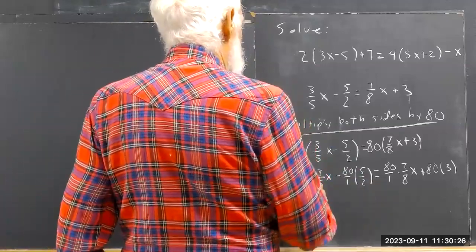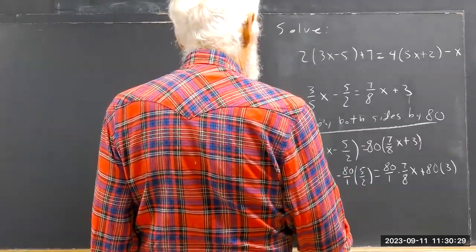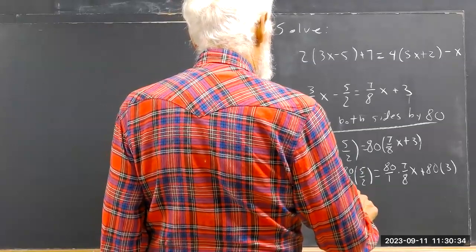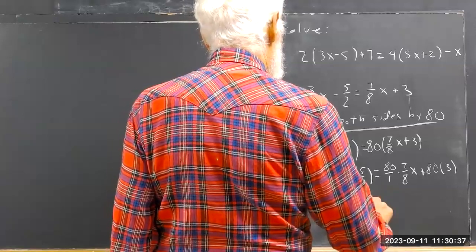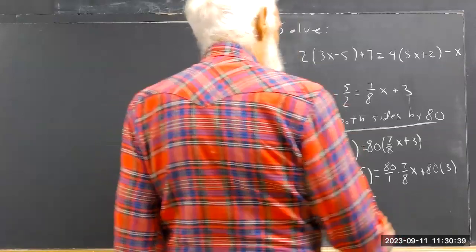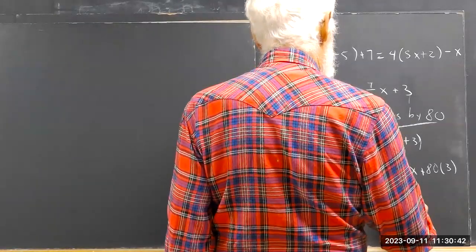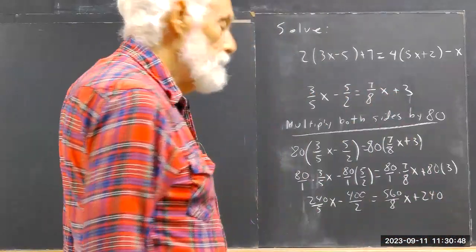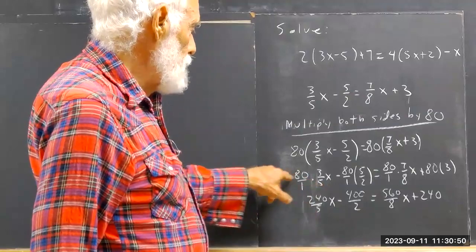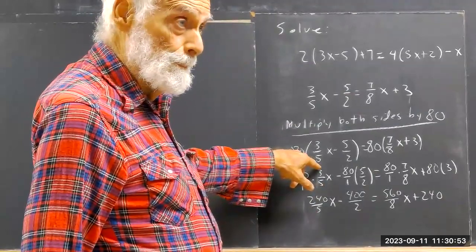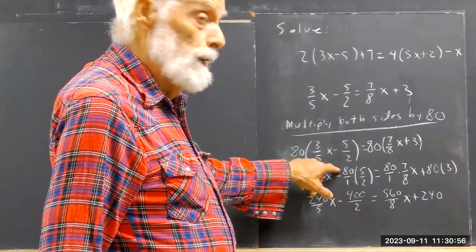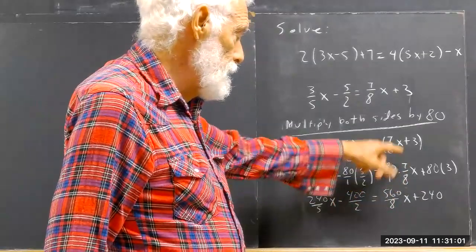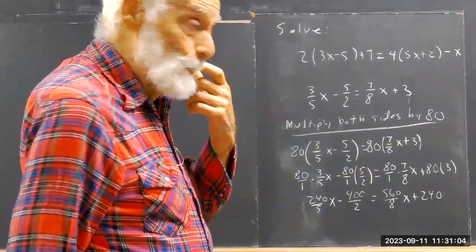Well, we could write this as 240 over 5x minus 400 over 2 equals 560 over 8x plus 240. There are other ways to do it. You could just divide the 5 into the 80 here and then multiply by 3. You could divide the 2 into the 80 and multiply it by 5. You divide the 8 into the 80. That all works.